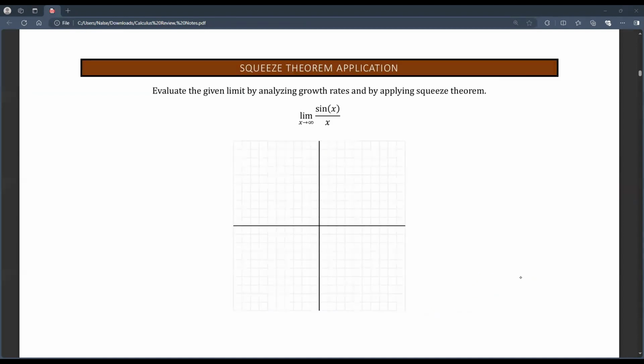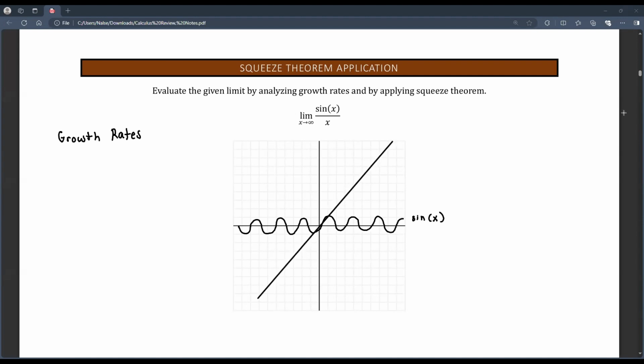We can also use the squeeze theorem to evaluate some limits, especially ones that involve periodic functions like sine and cosine. Growth rate analysis would tell us this limit goes to 0, but squeeze theorem gives us a more formal route to this answer.